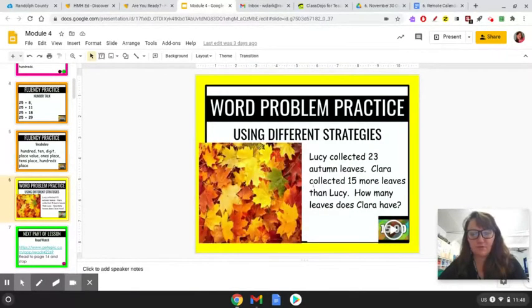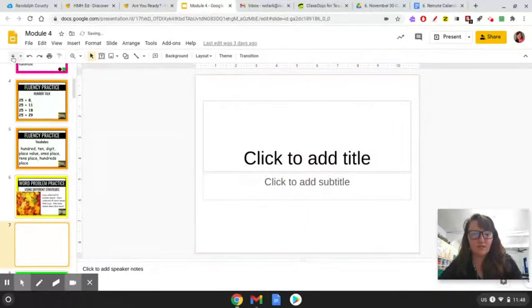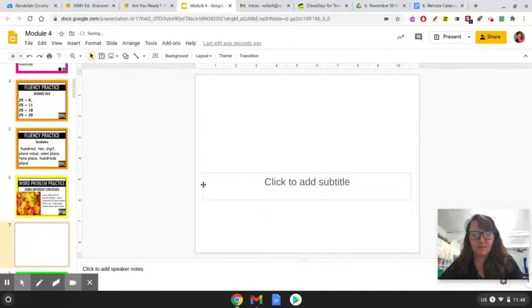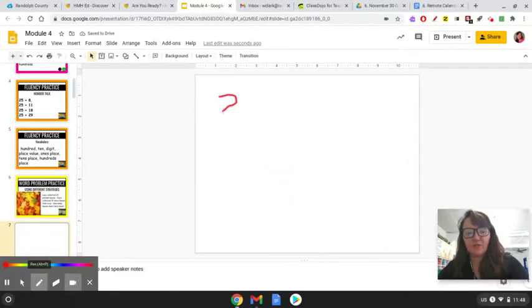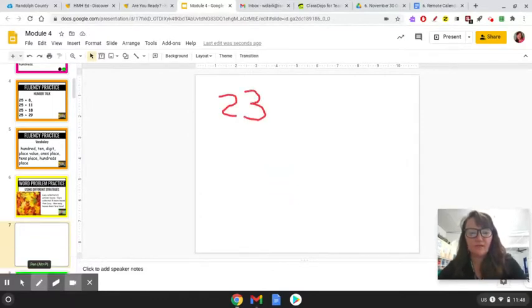So here's our word problem. All right, so Lucy collected 23 autumn leaves. Clara collected 15 more leaves than Lucy. So how many leaves does Clara have? So we don't know what Clara has. So let me create a new slide so we can solve this problem. Get rid of these right here. All right, so looking at our problem, we know that one girl had 23. But then it says Lucy has 23, but Clara has 15 more. Okay, so in that instance, we need to do 23 plus 15.